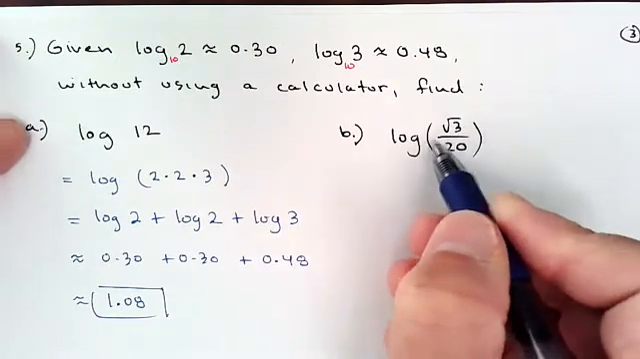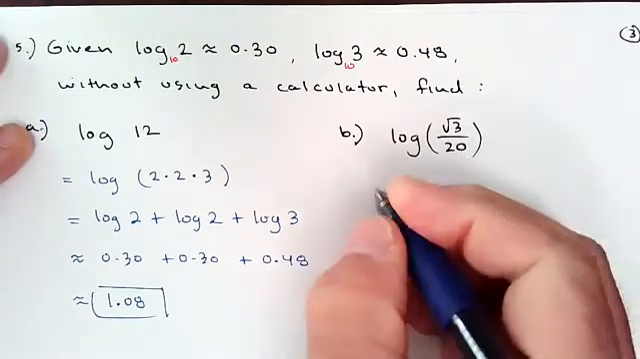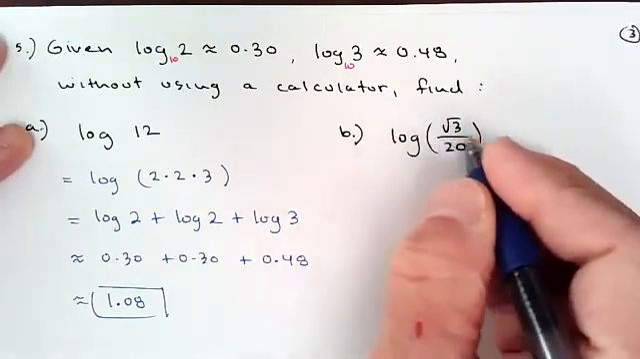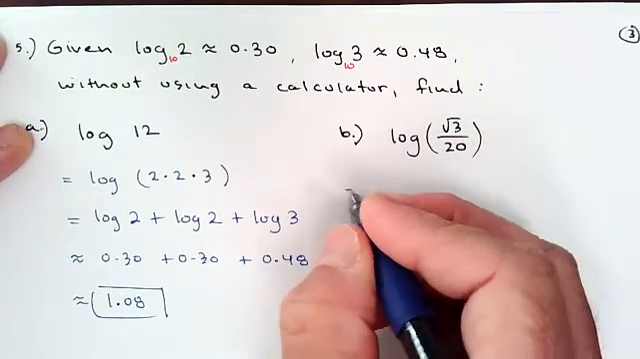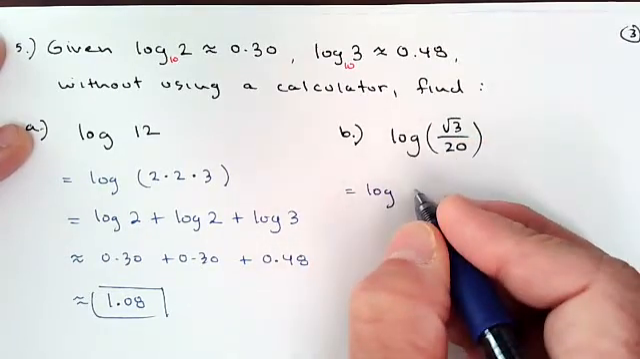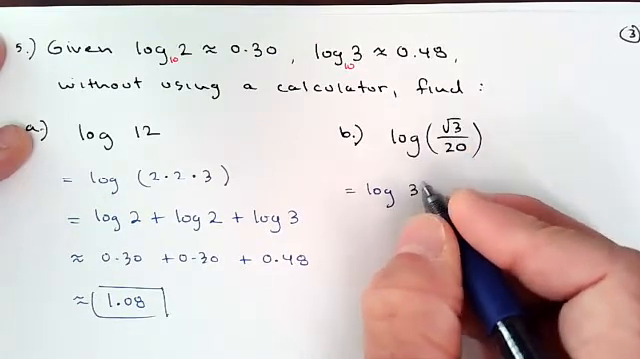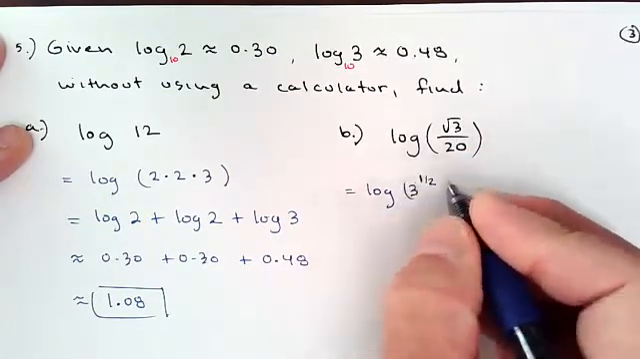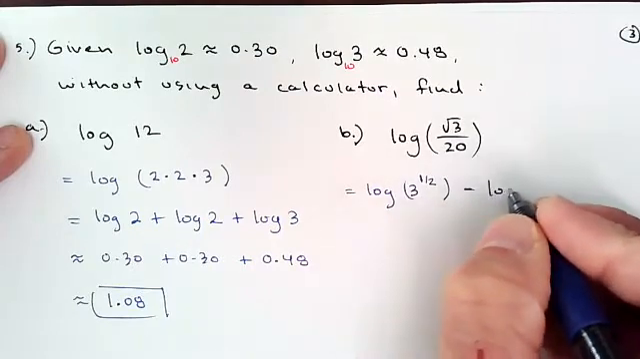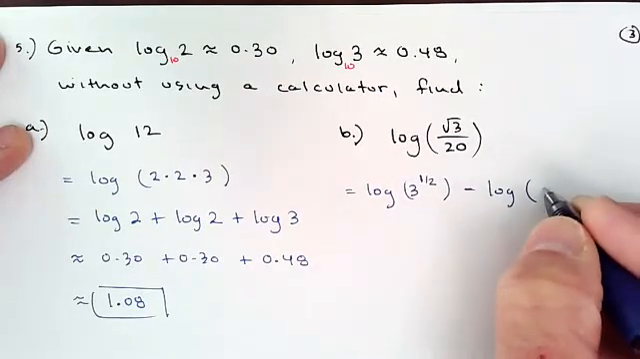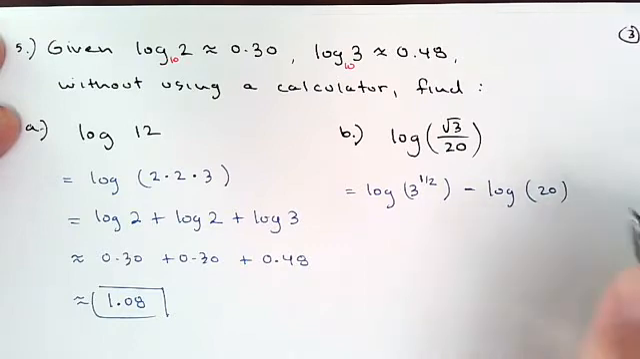All right, let's try the log of square root of 3 divided by 20. This is a log of a quotient. So the first step I would do is break this up as the subtraction of log of root 3. Now remember, root 3 is really 3 to the 1/2, minus the log of 20. Let's go ahead and leave 20 as it is.